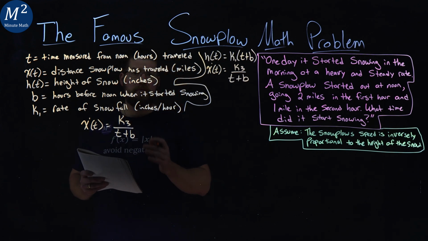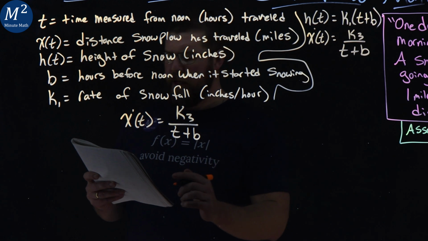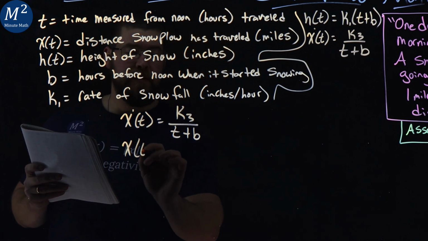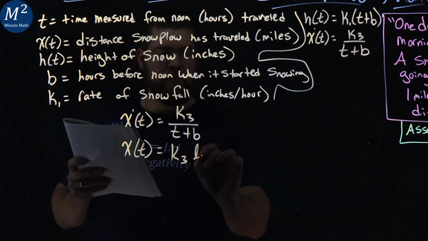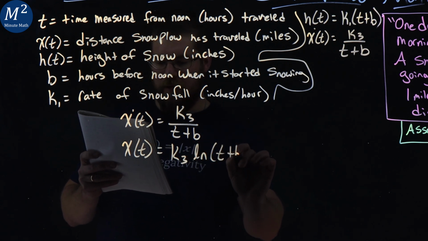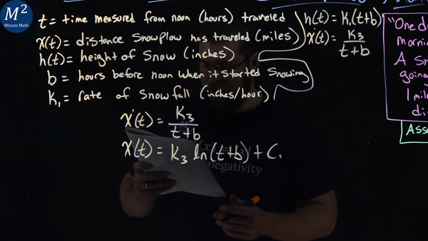Let's integrate both sides of the equation. What we get on the left is just x of t, and that's equal to K3 times the natural log of t plus b, plus some constant c1.